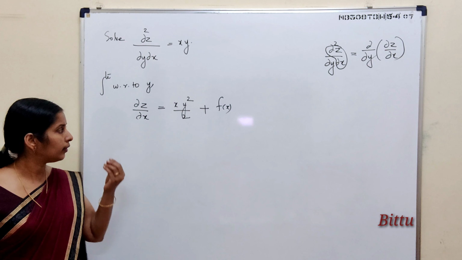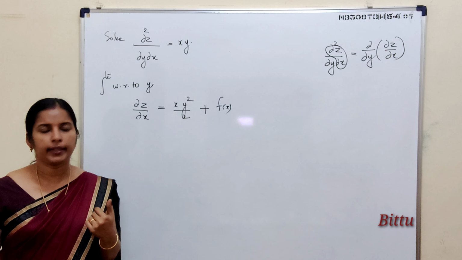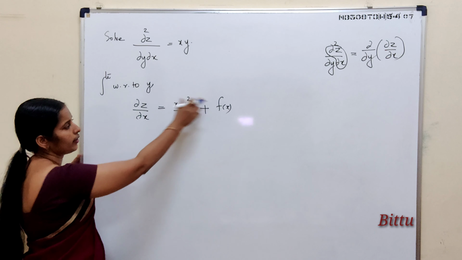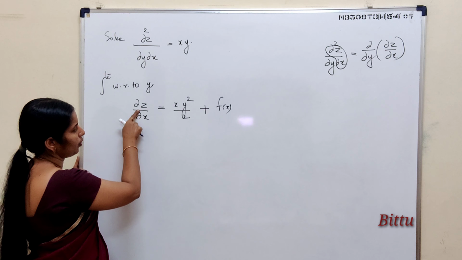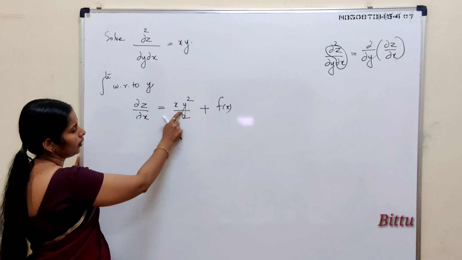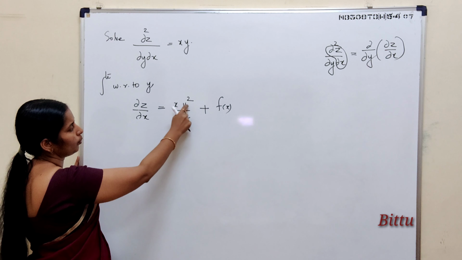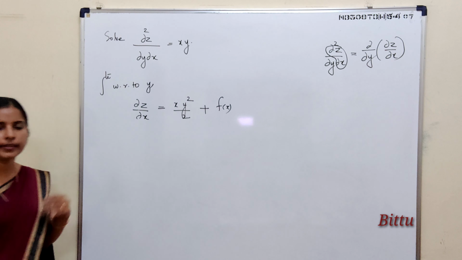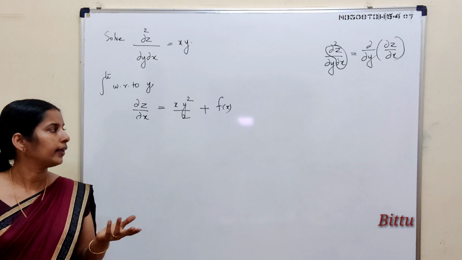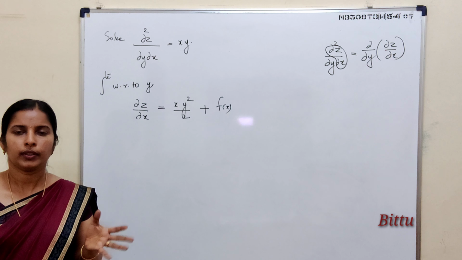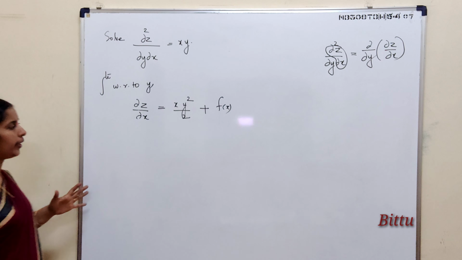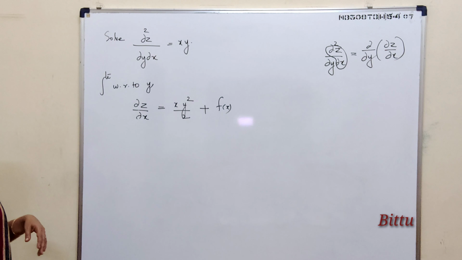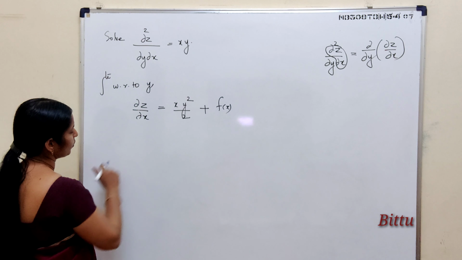You can check whether this integral is correct or not by taking the partial derivative of this expression. You differentiate this partially with respect to y, that is ∂²z/∂y∂x. What is the partial derivative of this term? It is 2y, and the 2 will cancel, giving xy. What is the partial derivative of f(x)? It is 0. It doesn't contain any y, so its derivative is 0. I just convinced you. So ∂z/∂x is this one.